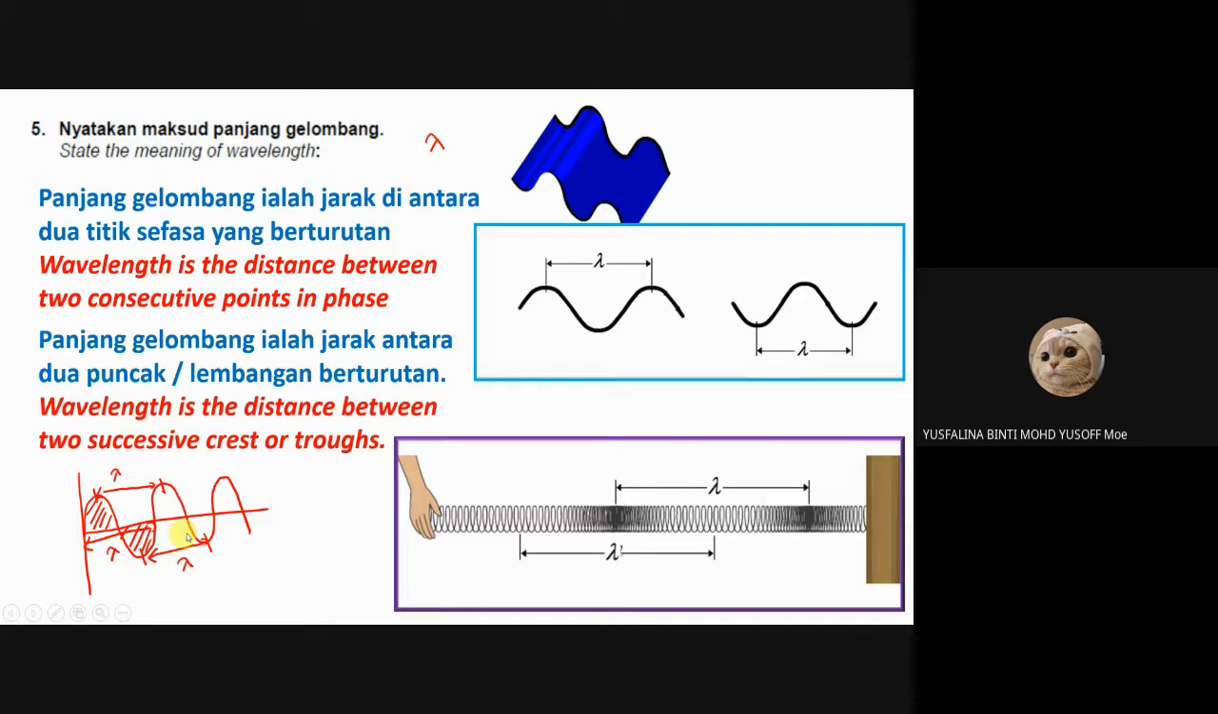This is for the water wave, the transverse wave. For the longitudinal wave, you find the wavelength from compression to compression, or from rarefaction to rarefaction. You have to remember that. That is what we call lambda, or one wavelength.